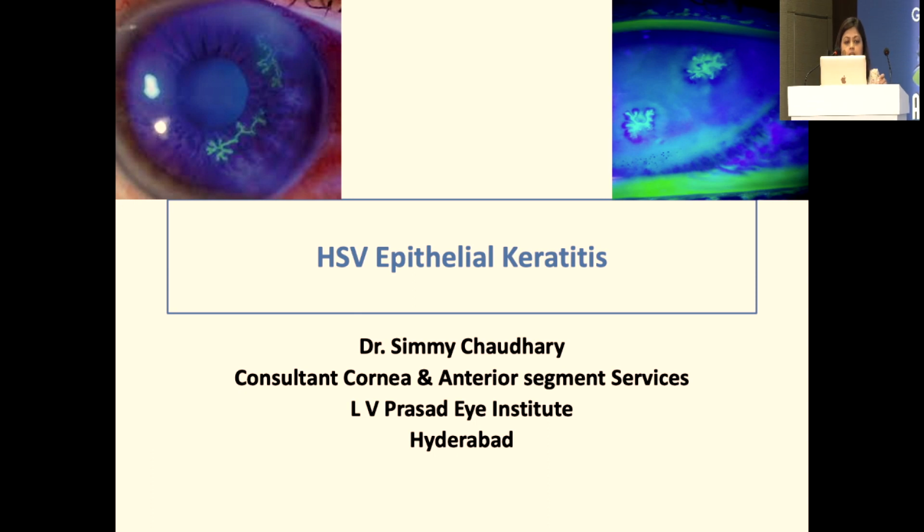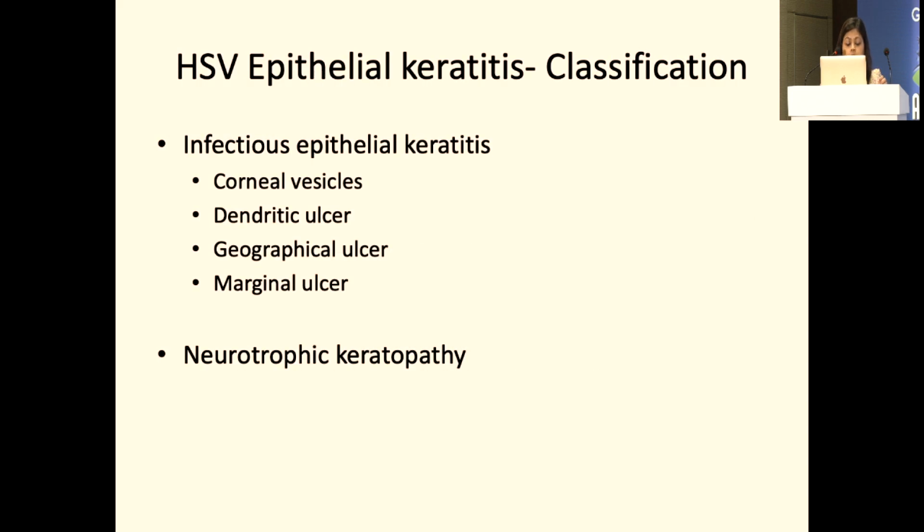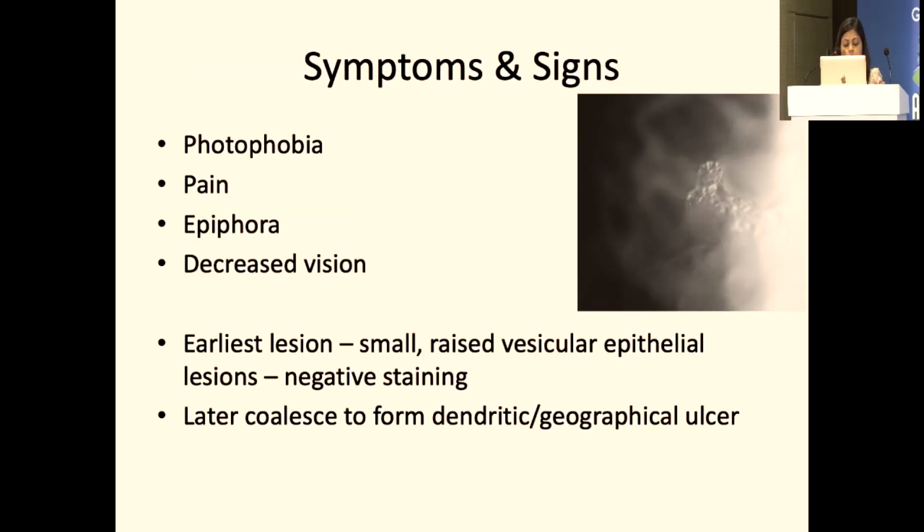I will be presenting a few clinical pearls in the management of HSV epithelial keratitis. The epithelial involvement can present in the form of infectious or neurotrophic keratopathy. Those presenting with infectious epithelial keratitis can have clinical features in the form of corneal vesicles, dendritic ulcers, geographical or marginal ulcers. These patients present with symptoms of photophobia, pain, watering, and decreased vision.